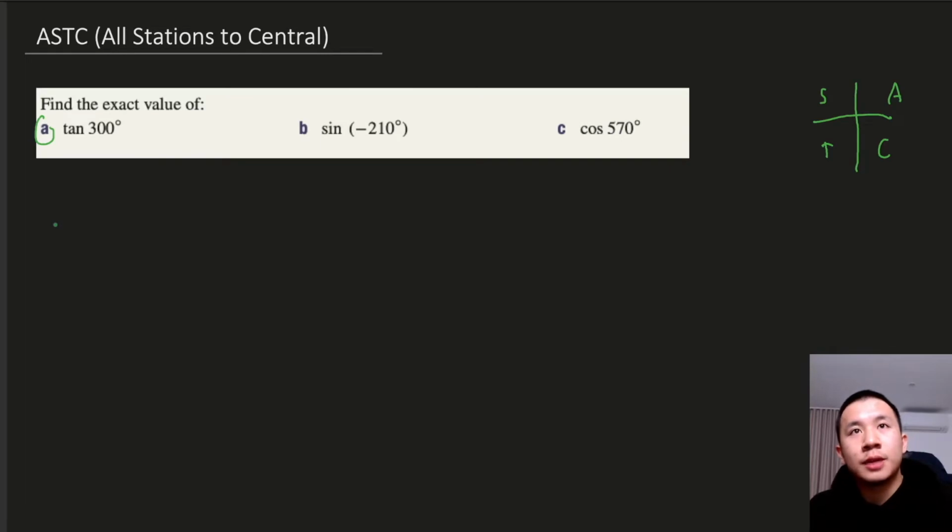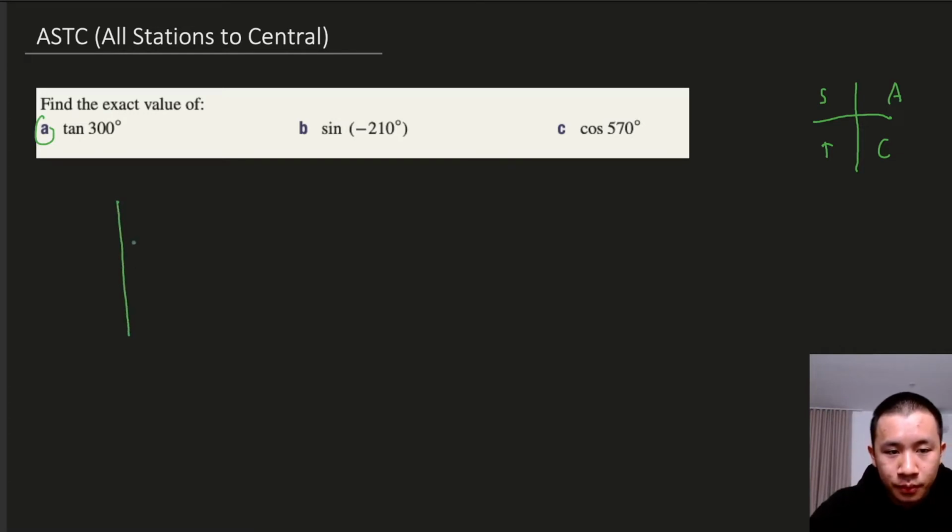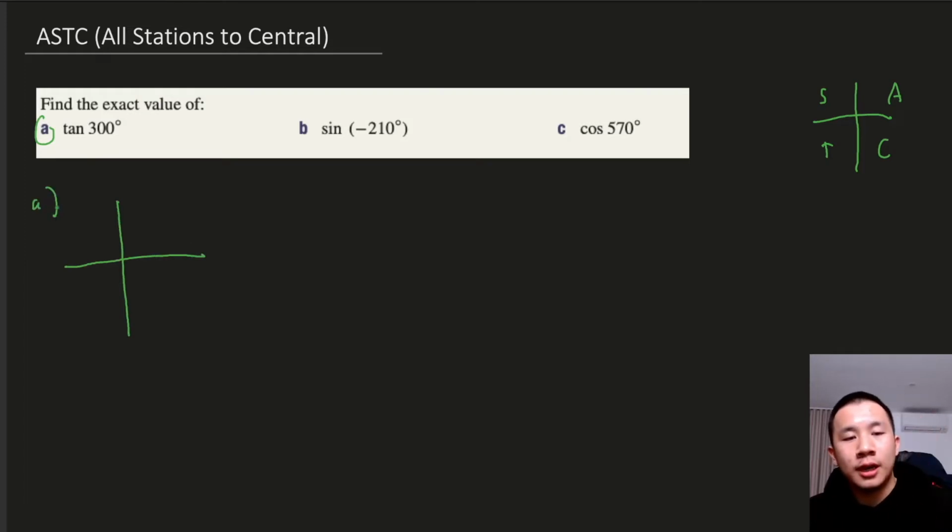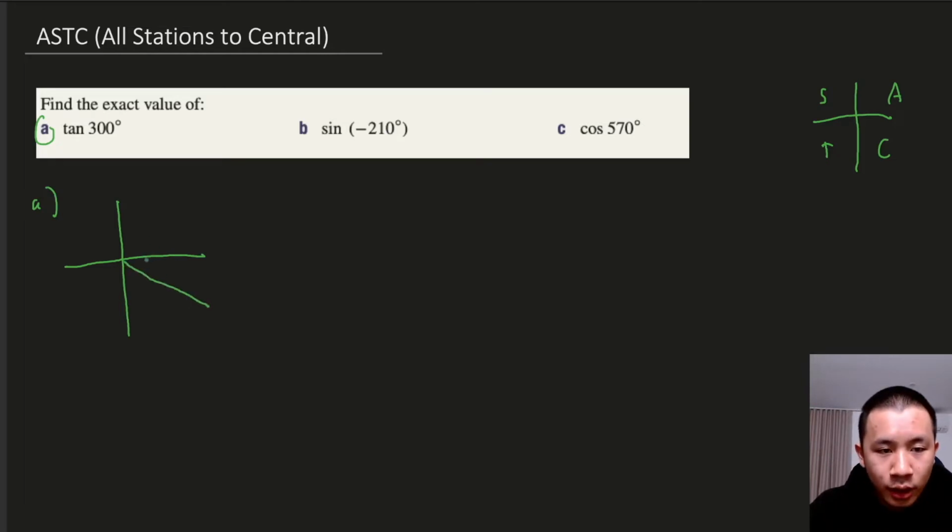Alright, so let's go through an example of how we might use ASTC. Here we're asked to find the value of tan 300. To do this, what you want to do is draw the ray at which 300 lies. I know 300 lies in the fourth quadrant, where this is not 30. This should be 60 degrees.